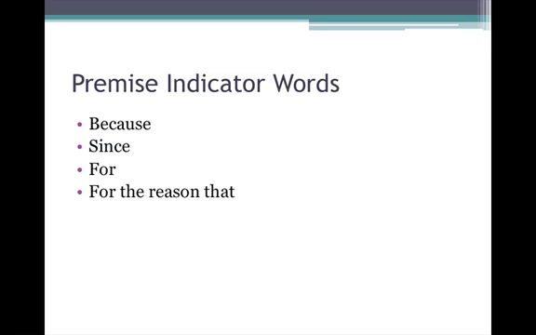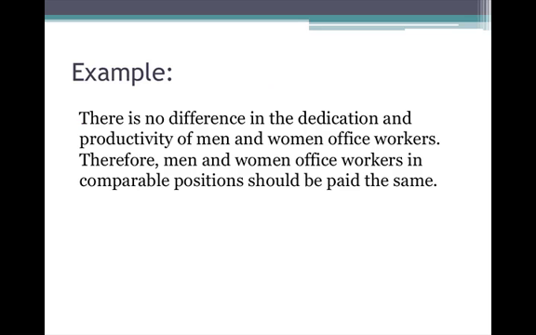Okay, let's test out how this works with an example. So here we've got a little argument. There is no difference in the dedication and productivity of men and women office workers. Therefore, men and women office workers in comparable positions should be paid the same. Now, maybe it's obvious to you that this is an argument, but if it wasn't, a good place to start in trying to figure out what's going on here would be looking for the presence of indicator words. In this case, we do have an indicator word present, the word therefore. And therefore is an indicator word for conclusions.